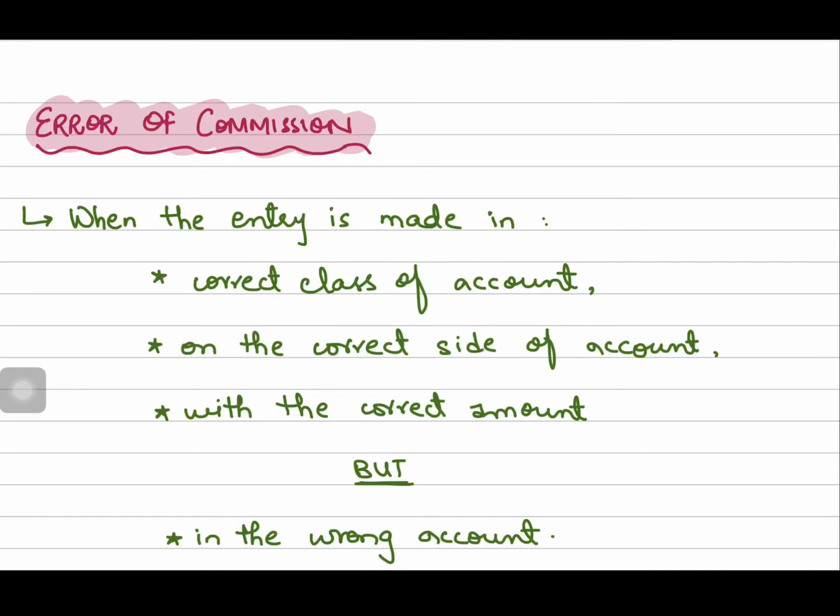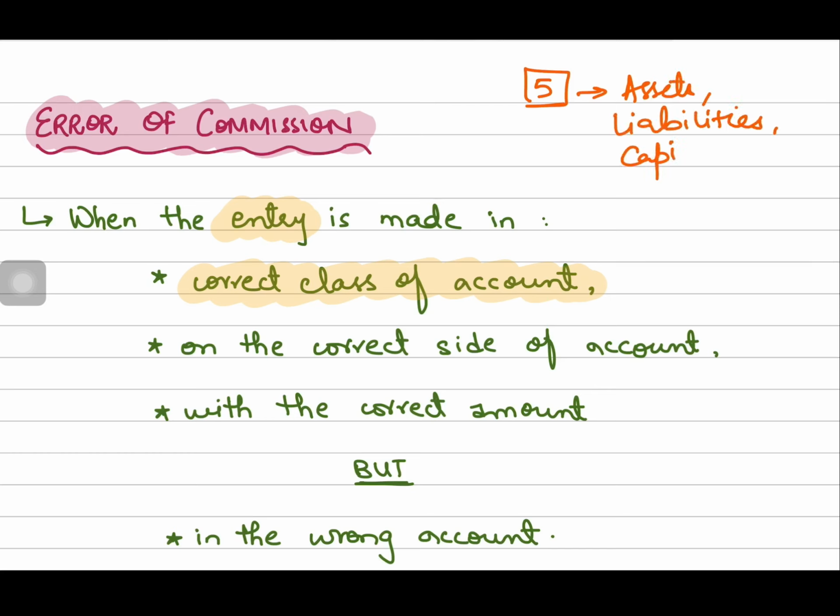Welcome back. So the next error that we are covering is error of commission. Now this error is made when the entry or the transaction is recorded in the correct class of account. Now what do I mean by class of account? In accounting we have 5 classes of accounts, namely assets, liabilities, capital, incomes and expenses. Right, so any transaction that the business wants to record should belong to any of these classes of accounts.